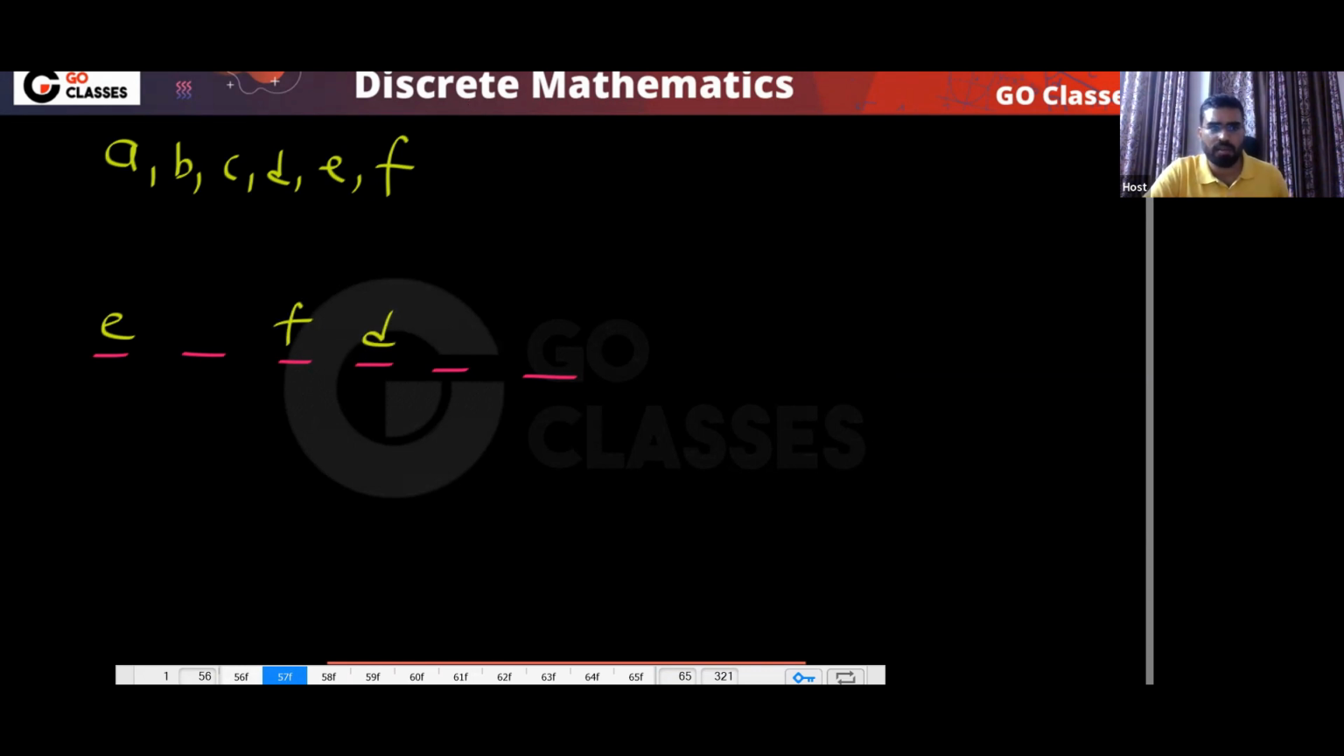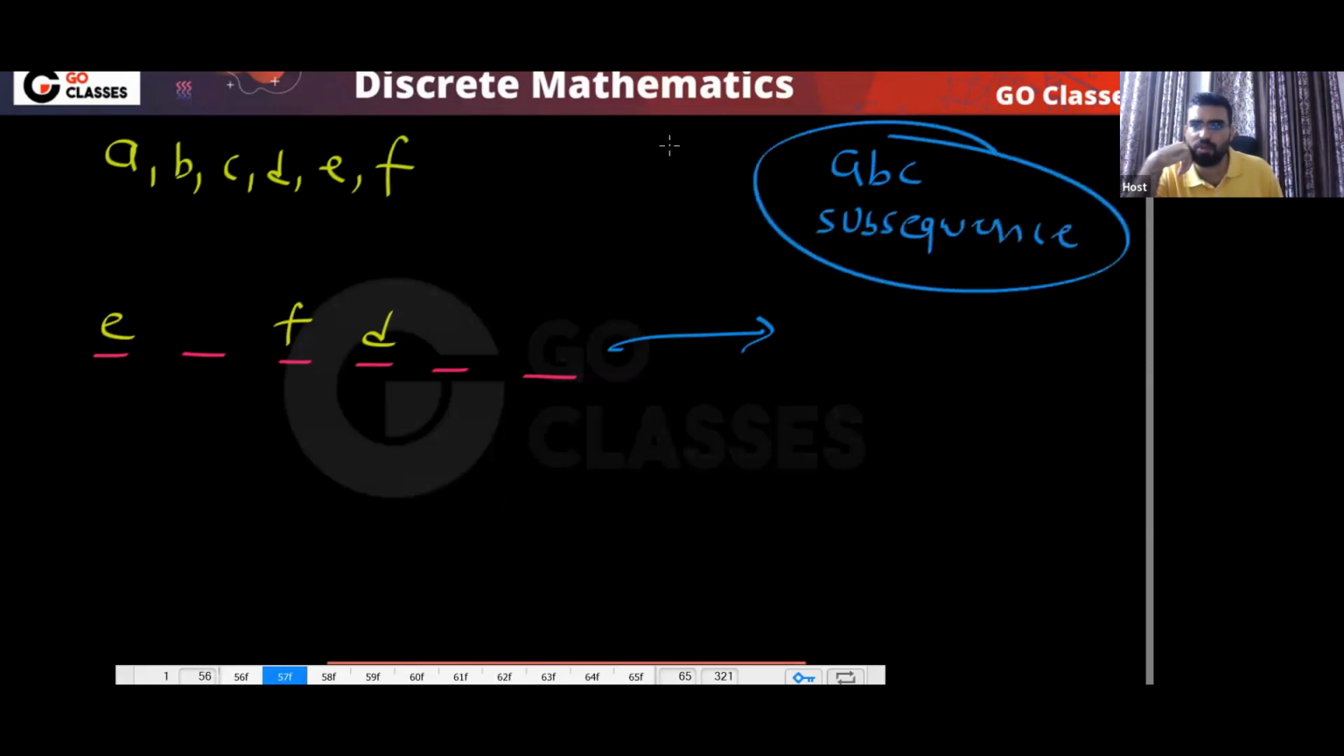Now tell me, can you guarantee that there is a fixed order? Can you guarantee that you will get a fixed string? Yes, you can guarantee a unique string, because we want the ABC subsequence. This is what you want. So you can guarantee that for this situation, you will get a unique string.